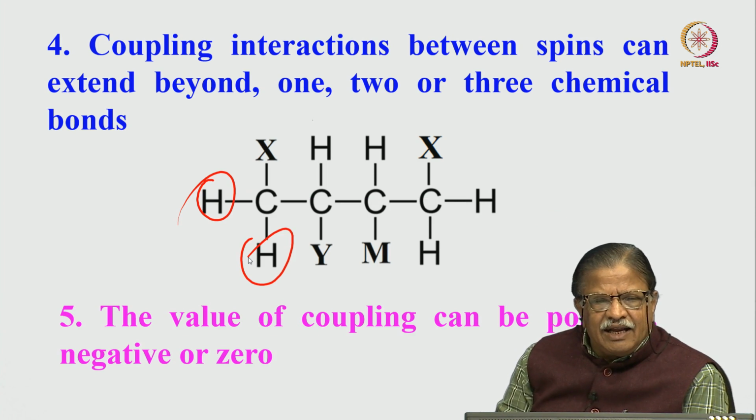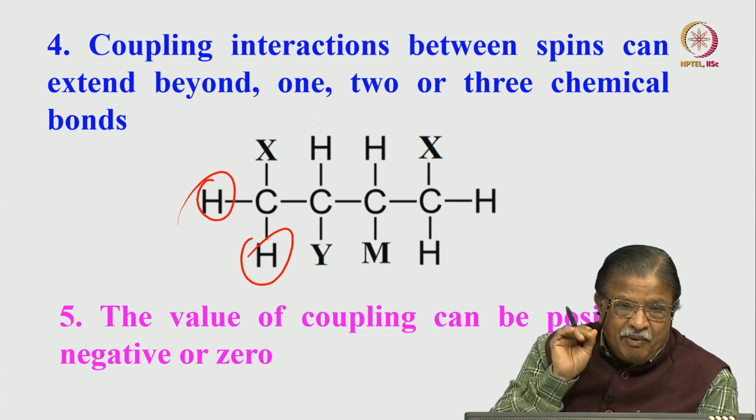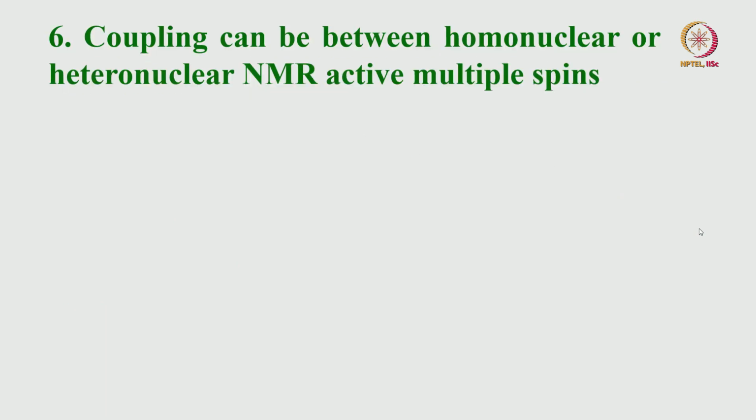So of course the coupling can extend to several bonds, but remember the value of the coupling can be positive, negative or 0. The J coupling can even be 0, or it can be plus 5 hertz, or minus 5 hertz. It can be either positive, negative or 0.